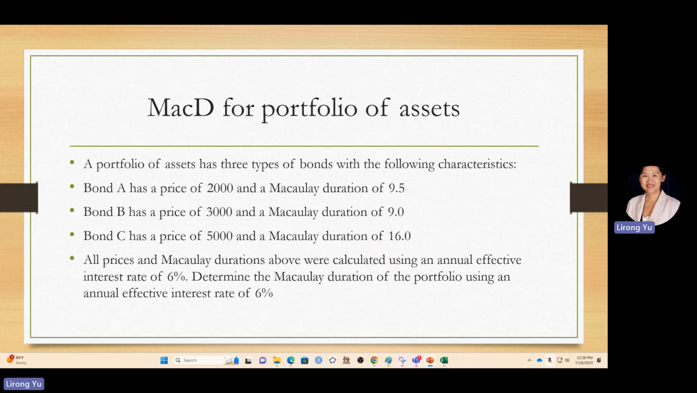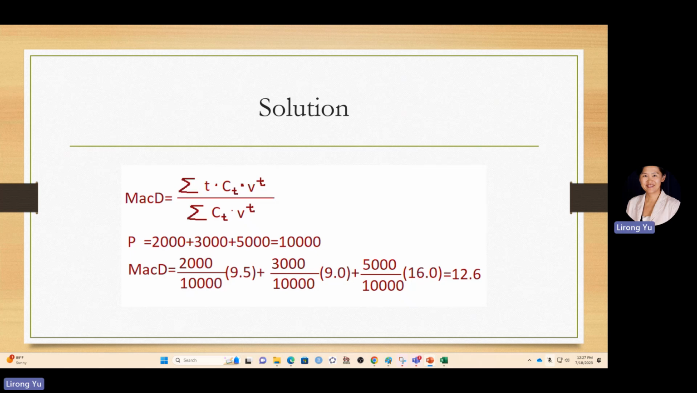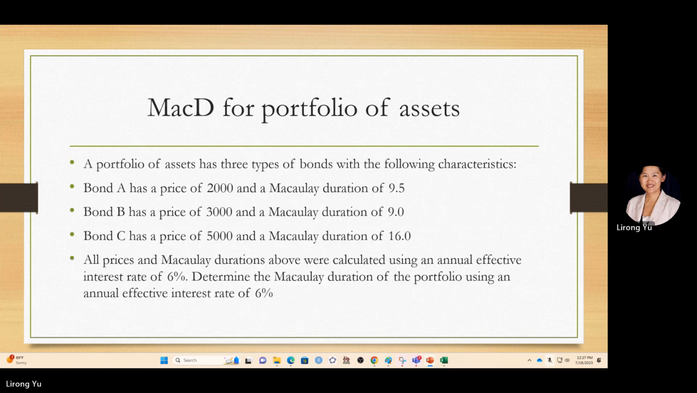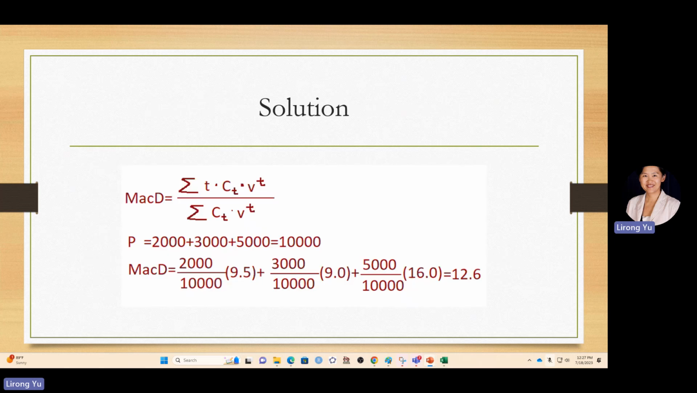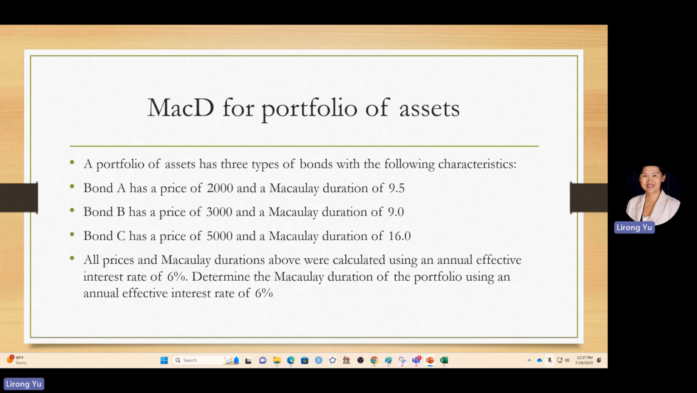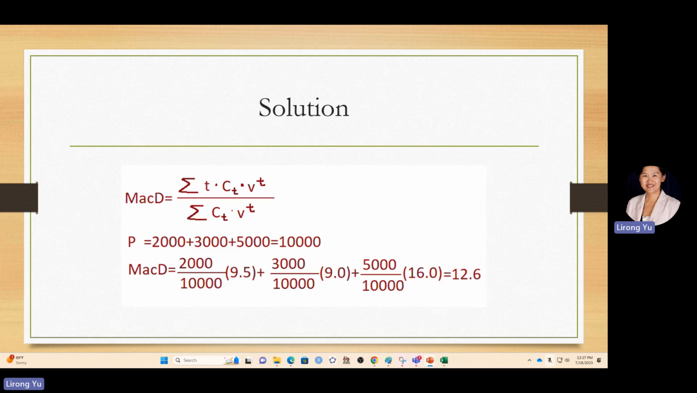And then you find the weighted average of them. So in a way, you'll find the weighted average of 9.5, 9, and 16. So what we're gonna do is the 2,000 is divided by the total, which is 10,000. 2,000 divided by 10,000, 3,000 divided by 10,000, and 5,000 divided by 10,000. These are the weight of each of the duration.